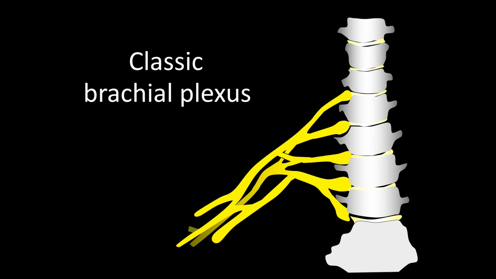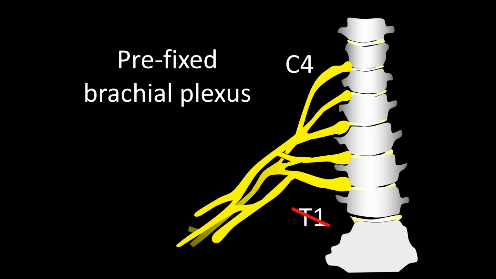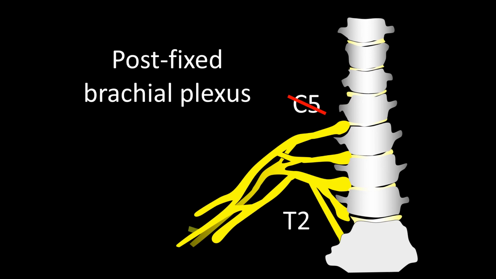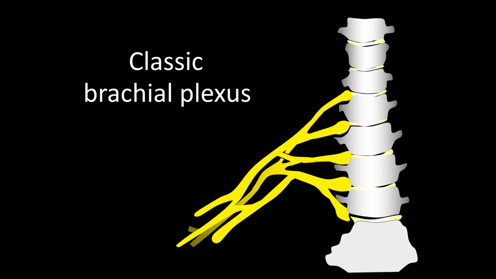The brachial plexus arrangement we have just described corresponds to the classic brachial plexus, but not all plexus have this arrangement. Some brachial plexus, called prefix brachial plexus, have a big contribution from the false cervical spine segment and none from T1, whereas those called postfix brachial plexus have a large contribution from T2 and no contribution from C5. Now, and for the rest of this talk, I will go back to using the classic brachial plexus arrangement for all future explanations.